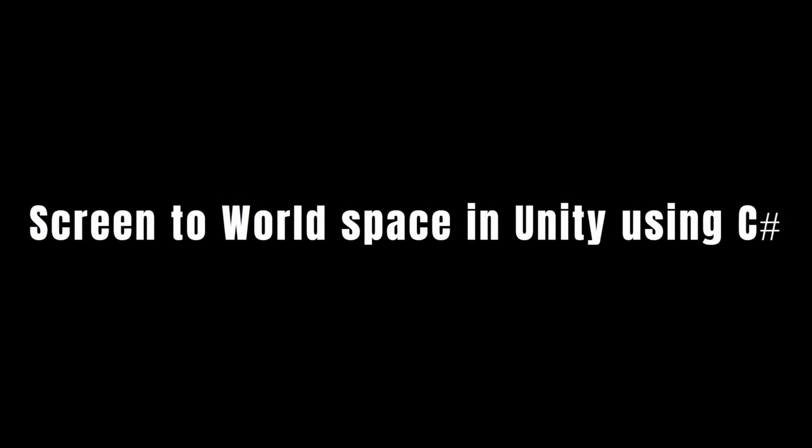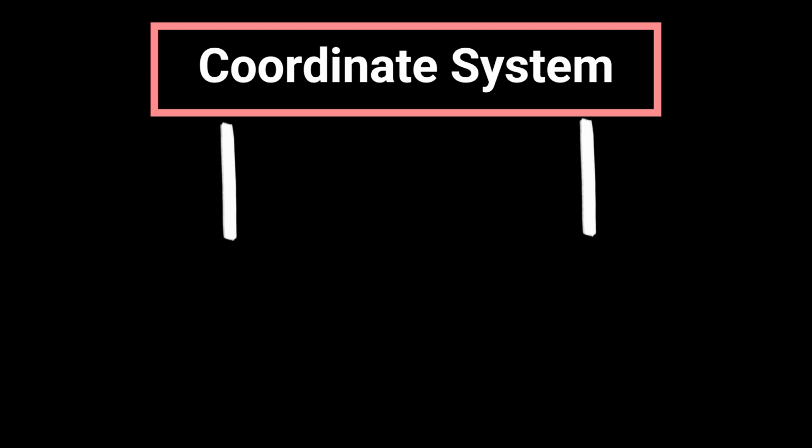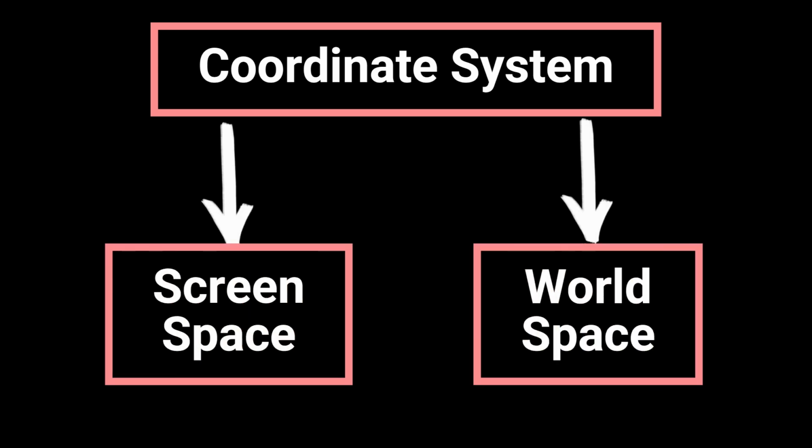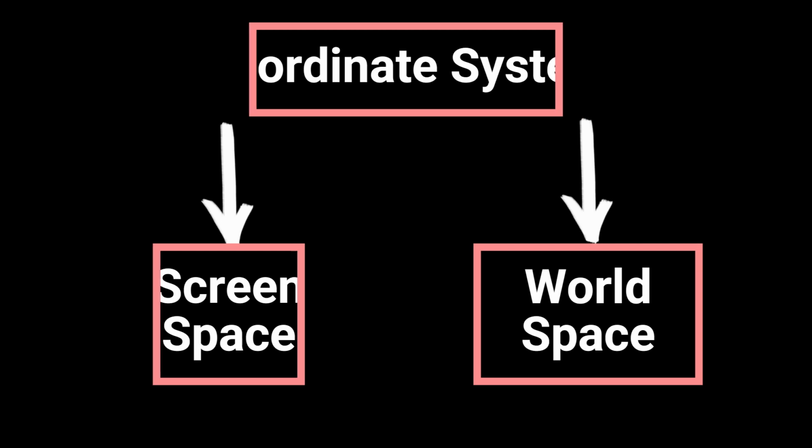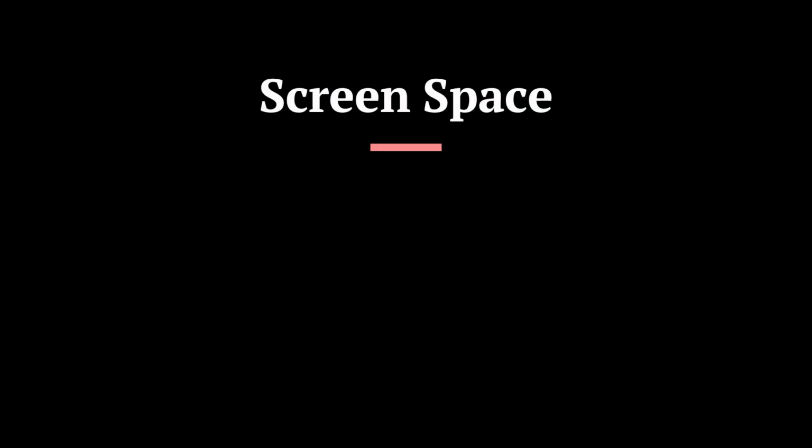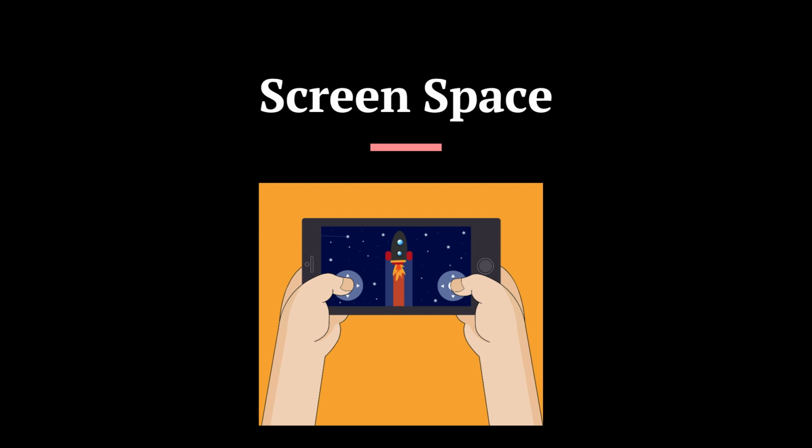In this tutorial, we will learn how to transform a position from screen space to world space in Unity 3D using C#. In Unity and other game engines, screen space and world space are terms used to describe different coordinate systems. Screen space. Screen space refers to the coordinate system that corresponds to the player's screen or display.